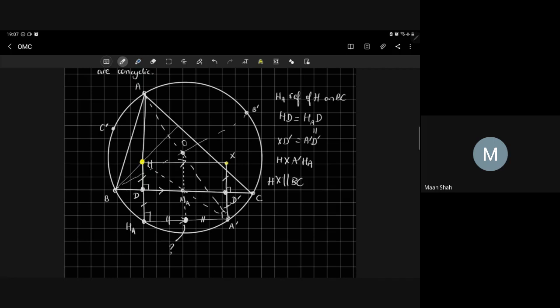But then the quadrilateral H X A prime H sub A is a rectangle. So what can you say about this point? It's also the midpoint of HX. So if it's the midpoint of HX, what can you conclude?